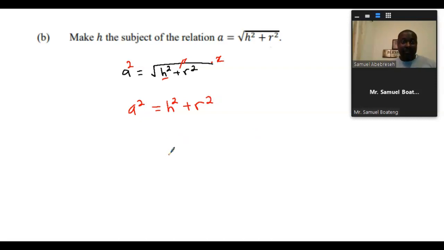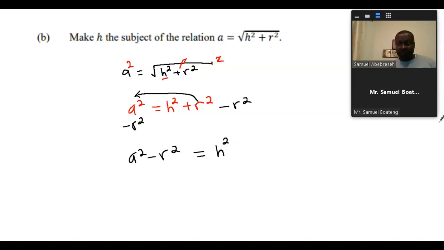As I said, we want H to stand alone. Now, on the right-hand side, we have R squared. So what we can do is to take R squared to the left-hand side by subtracting R squared on both sides. When you do that, on the left-hand side, we have A squared minus R squared equal to H squared.